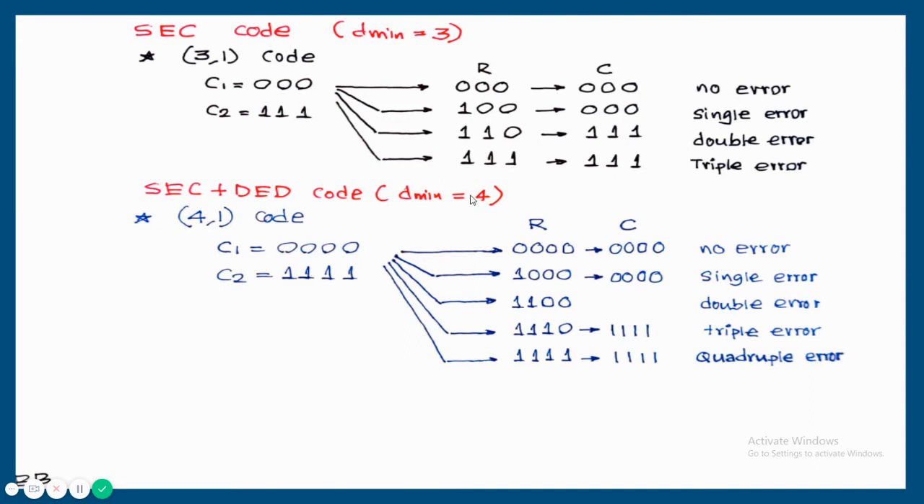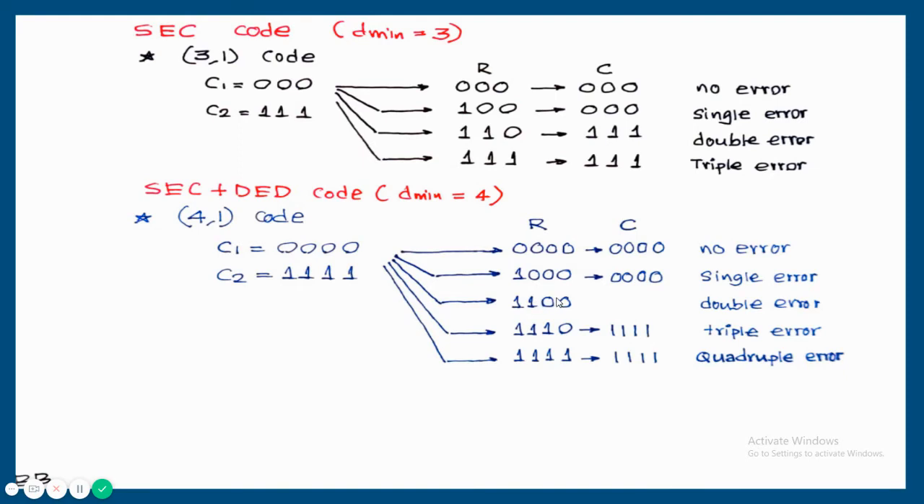But when d minimum is equal to 4, C1 0000 transmitted, first case there is no error, correct answer we are getting. And after one error, 1000, it can be detected. It is close to 4 zeros. It is going to be corrected and we will get a correct answer. Next, after 2-bit errors, the received code is 1100. So 1100 is not a valid code. That's an indication error has been detected. Next, 1100 is close to which valid code?